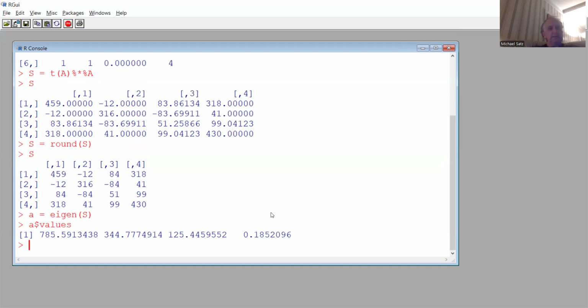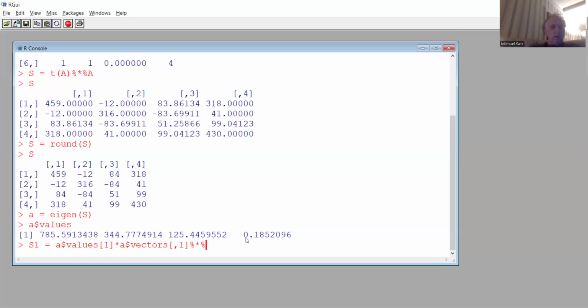Okay, so let's just do this. I want S1 to equal the best rank 1 approximation to S. Here I'm just going to take lambda 1, so A$values, though you could pick something easier to call this. I want just the first one, times A$vectors, with all the rows but just the first column, and then multiply by Q1 transpose.